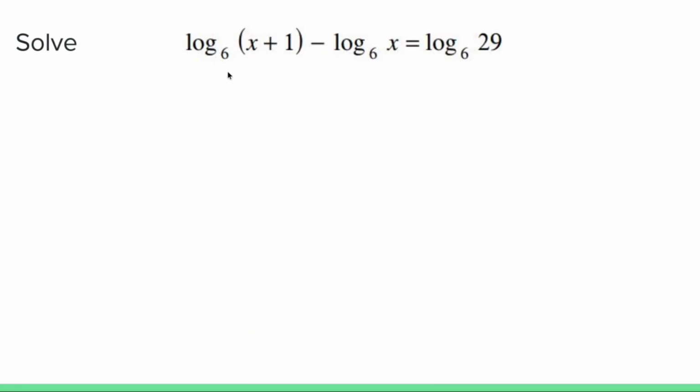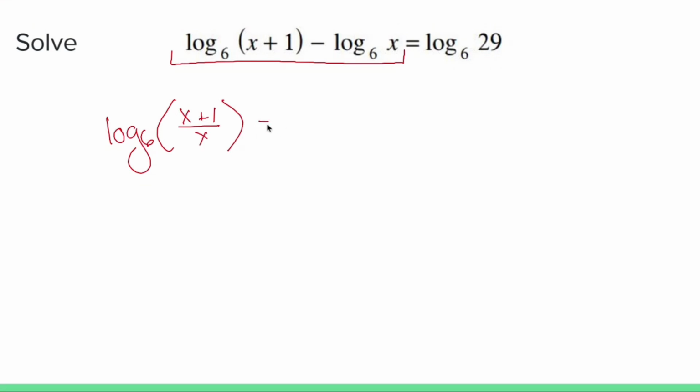Solve log base 6 of x plus 1 minus log base 6 of x equals log base 6 of 29. The first thing we want to do is combine these logs. Whenever you subtract logs of the same base, you divide the insides. So this becomes log base 6 of x plus 1 over x equals log base 6 of 29.